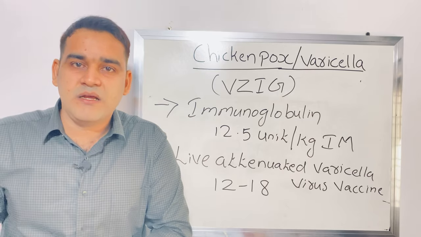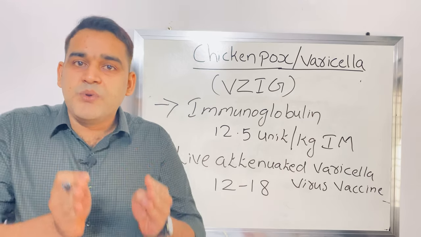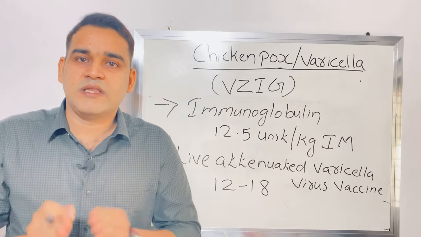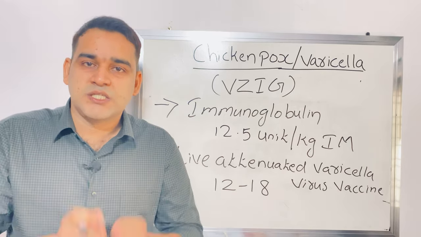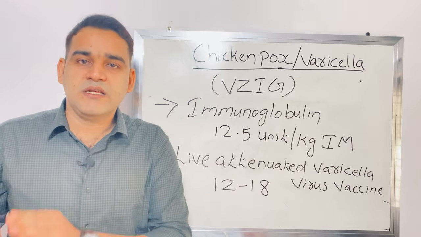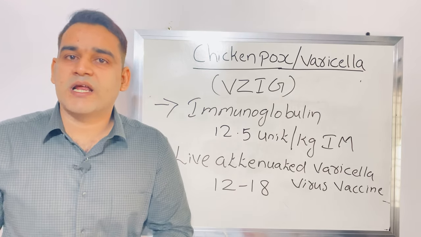So in the prevention, mainly you can give varicella zoster immunoglobulin within 72 hours of the exposure, as well as you can give the vaccine to small children between 12 to 18 months of age. That's all regarding the chickenpox.